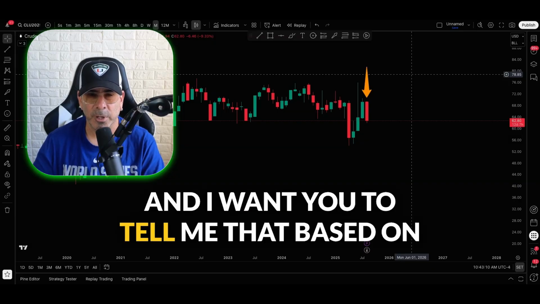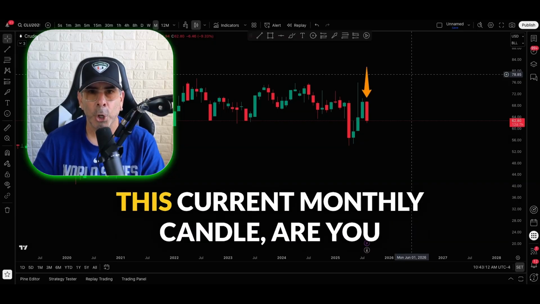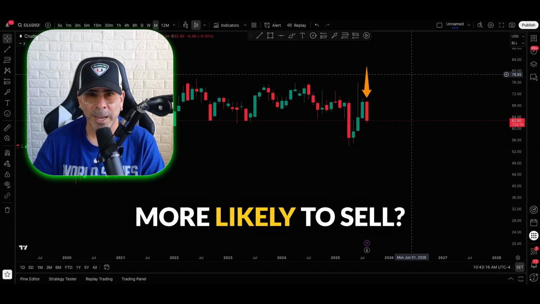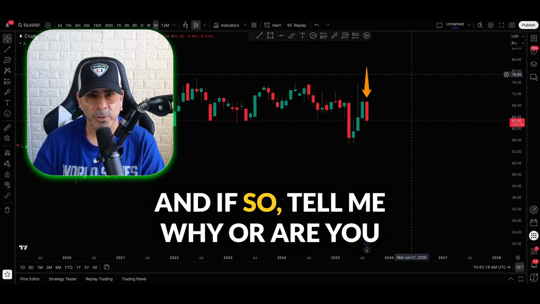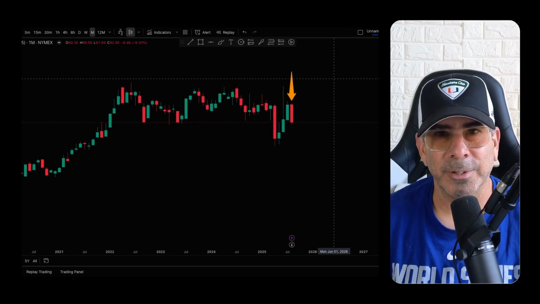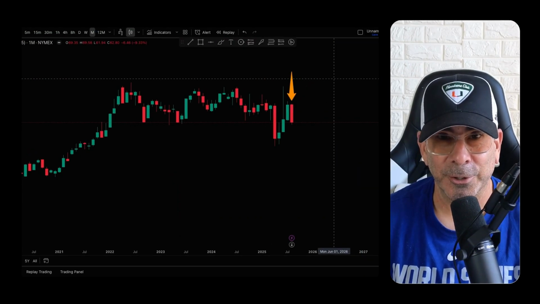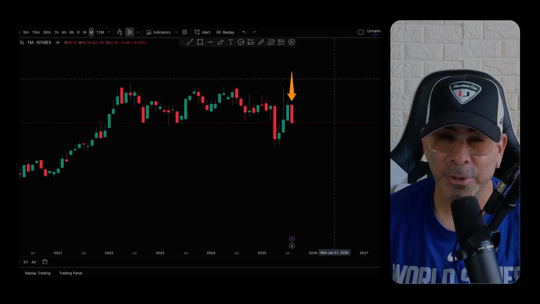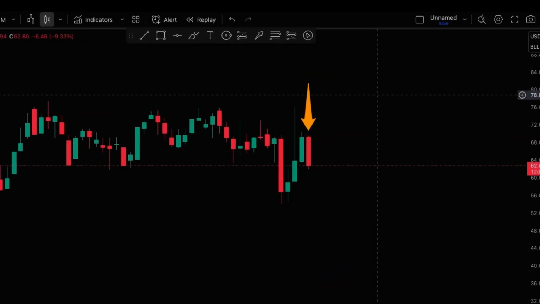And I want you to tell me that based on this current monthly candle, are you more likely to sell? And if so, tell me why. Or are you more likely to buy? And then tell me why. I'm going to see who wins. Are we going to have more sellers? Are we going to have more buyers? Just based on this current monthly candle, as we are basically halfway through the month of August.